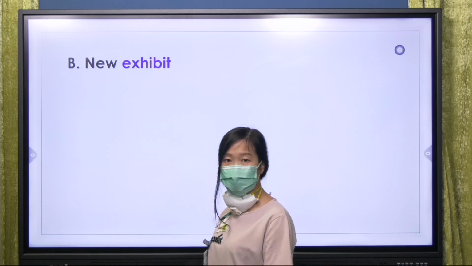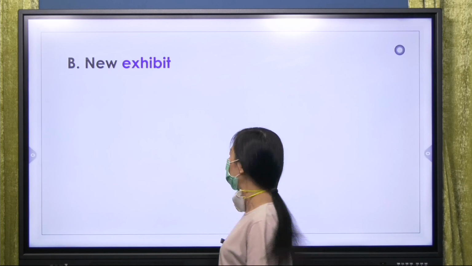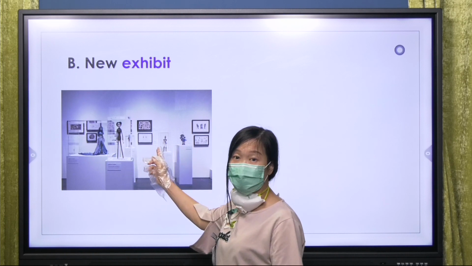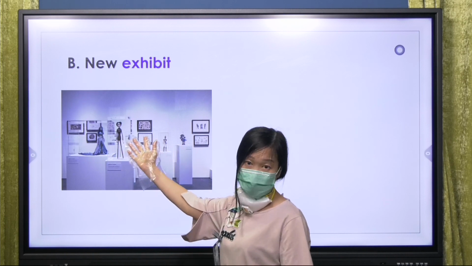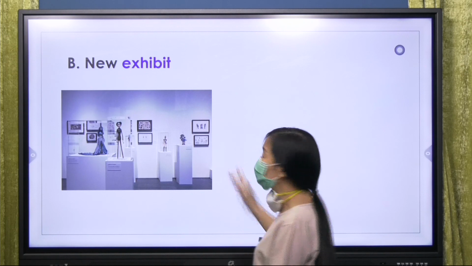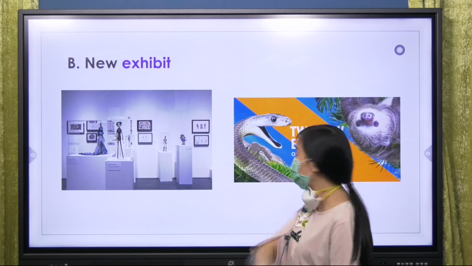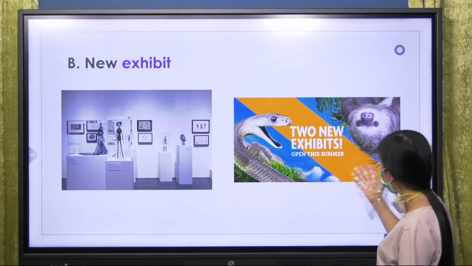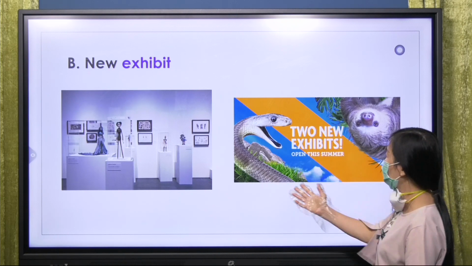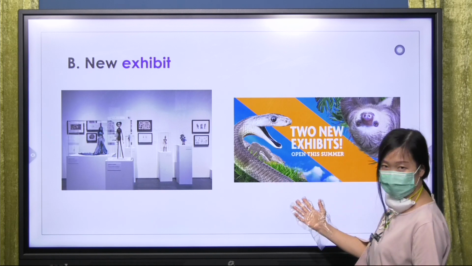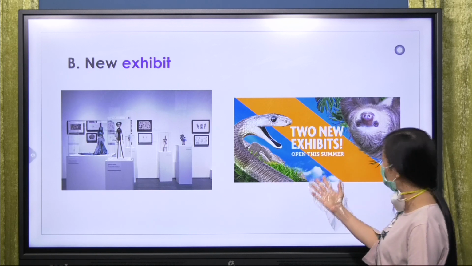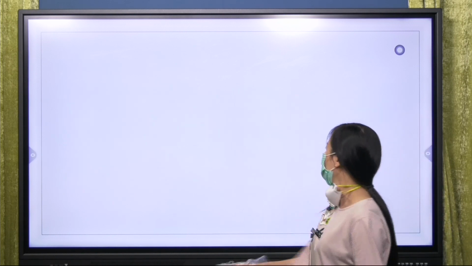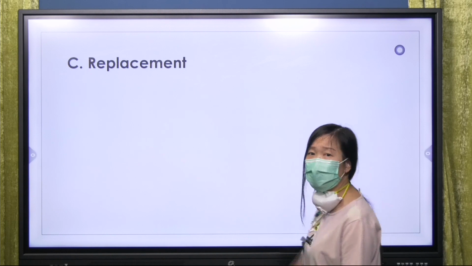And reason B, new exhibit. What do we mean by exhibit? Look at these. Oh, these are the exhibits in a gallery. So animals can also be sort of exhibits. And new one, we have new exhibit. Like this is an example of a poster for 2 new exhibits open this summer. A park, a park for animals, and 2 new exhibits. Something new.